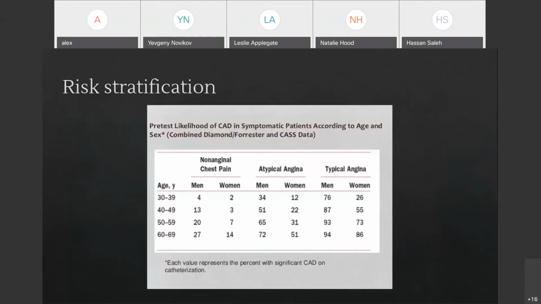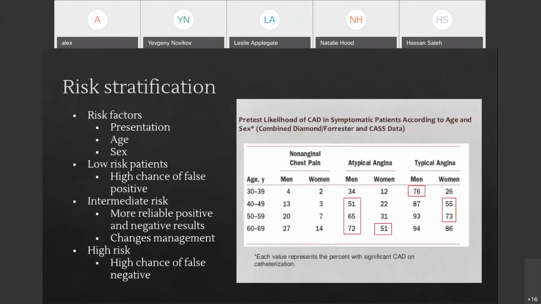This is data from the old Diamond Forrester criteria, which we reference all the time when we talk about risk stratification. I highlighted some of the more important stuff on the next slide. So when you look, you've got age on the y-axis and then all kinds of angina classification and then sex on the x-axis. So being a man by itself is a risk factor, and then increasing age is a risk factor too. And then your story is exceptionally important too.